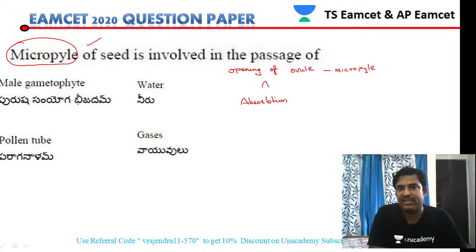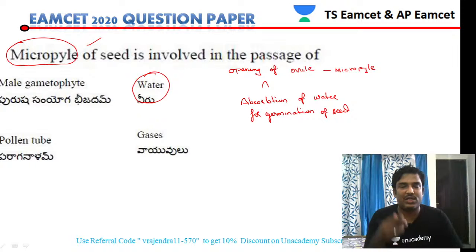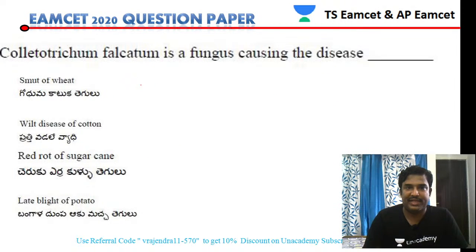The main function of the micropyle is absorption of water for germination of the seed. When the seed is about to germinate, it has to absorb water. That is the main function of the micropyle, and based on that we take the answer. So our answer will be water. Next.